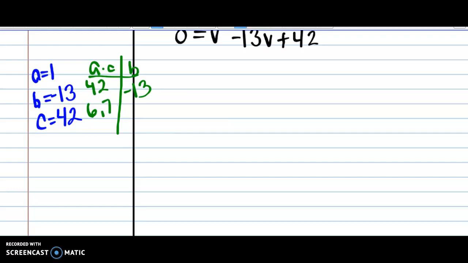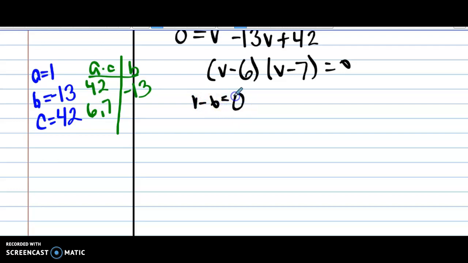So my factored form is (v minus 6)(v minus 7) is equal to 0. To solve, we set v minus 6 equal to 0, take my second binomial, and set it equal to 0 as well. In the first one, we add 6 on both sides and get v equals positive 6. In the next case, we add 7, so we get v equals 7.